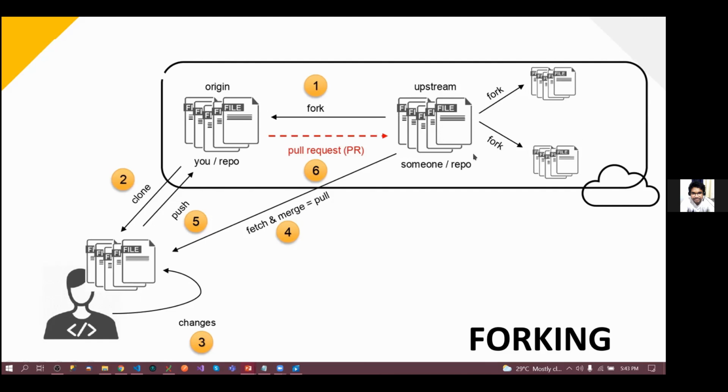There are changes coming from these forks as well, because other people also fork this repository. And then if you try to create a pull request again, you will get a merge conflict. And what you have to do is you have to update your local repository from this upstream.